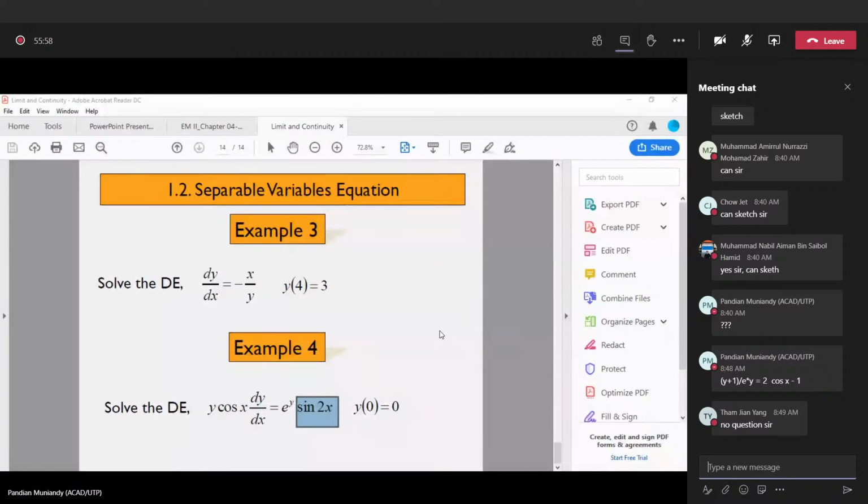Even if you want to simplify, you can write y plus 1 equals e power y, 2 cos x minus 1. Like this also can. But the y term goes to the right-hand side. So we don't want to write the y term on the right-hand side. We want to write all y terms on the left-hand side, all x terms on the right-hand side. This is the way we want to put the final solution.